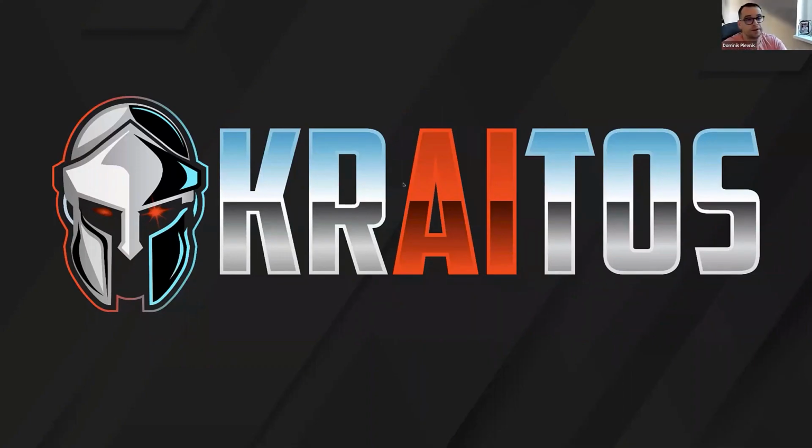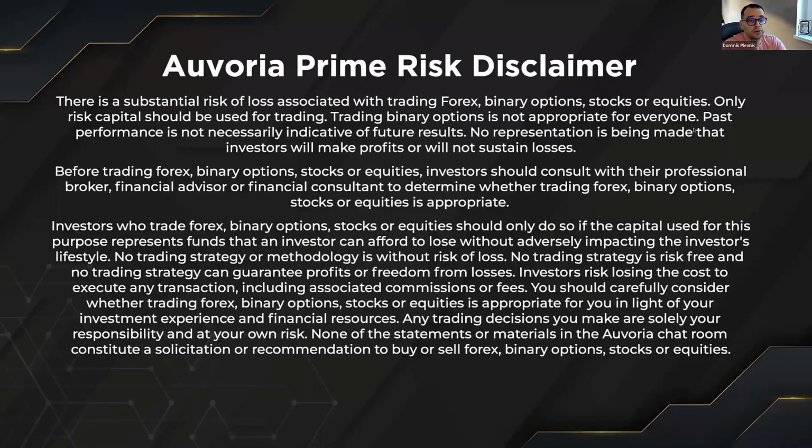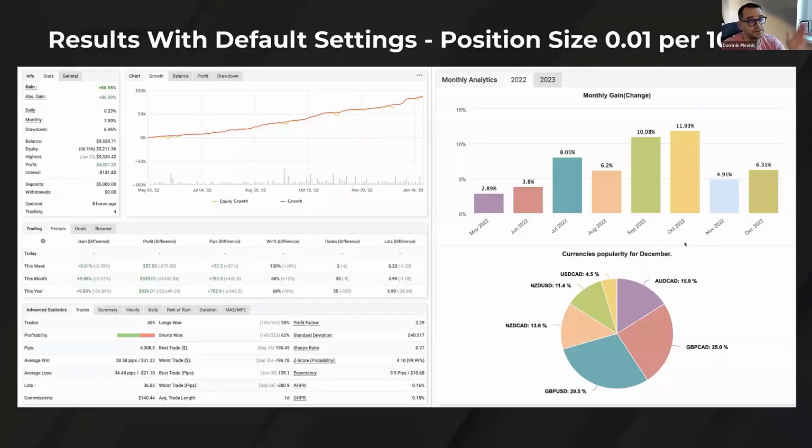So let's go through Kraitos. We already went through the disclaimer, so we don't have to do this now. First of all, what I would like to tell you, you can see here from the first day that Kraitos started trading in this version that we have right now. These are the default settings when you put Kraitos on your trading chart, and the only thing is 0.01 per $1,000.